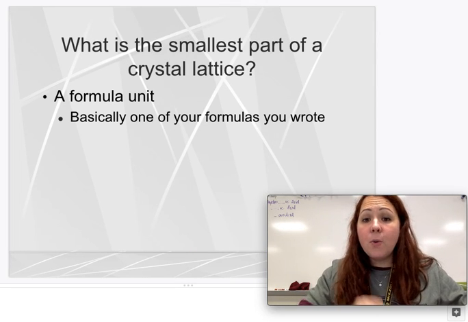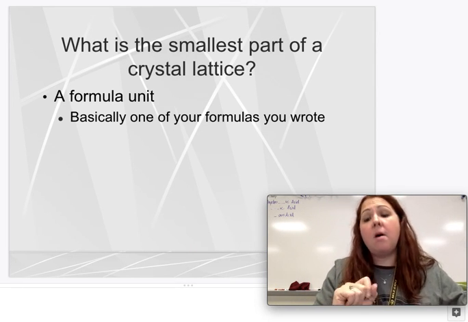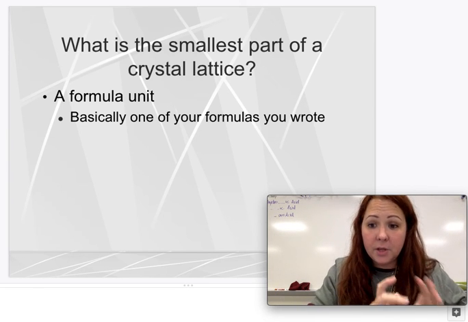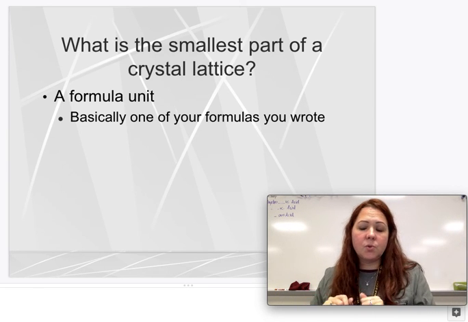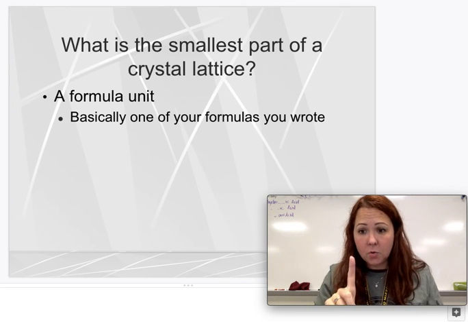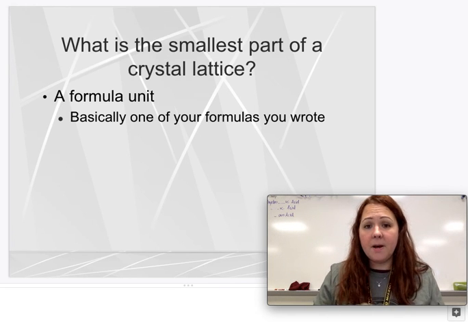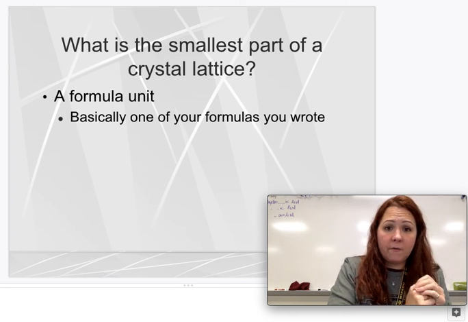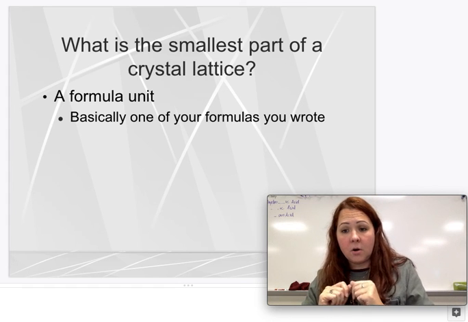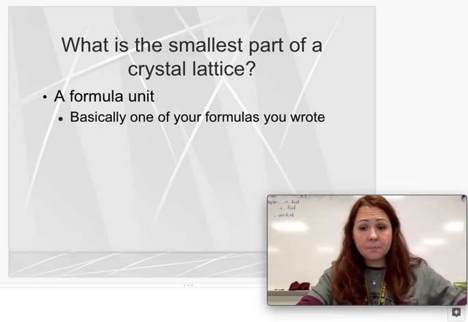All right, now if you have one formula of an ionic bond, it's called a formula unit. We already mentioned in the notes with the covalent, if you have one molecule, that means you have one covalent compound. So ionic bonds are called formula units, covalent bonds are called molecules.